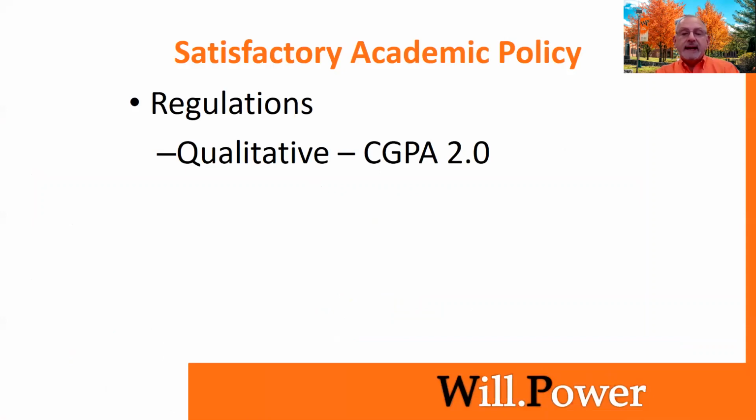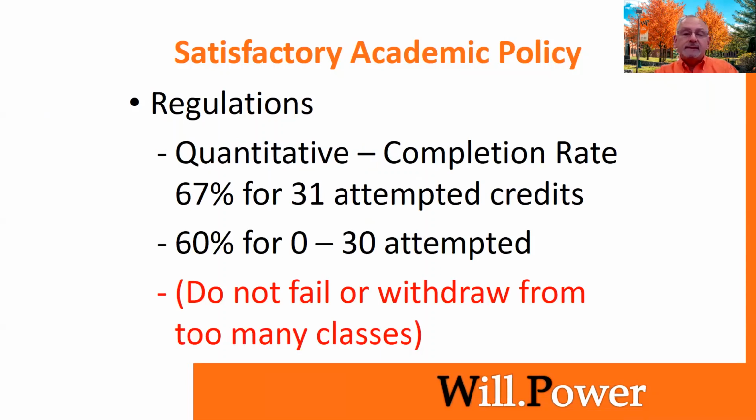So our policy has two main criteria. The qualitative is the cumulative GPA of a 2.0, and I think everyone knows that. In high school, we all really wanted our GPA to be as high as possible, but to meet the minimum standards for satisfactory academic progress, a 2.0 is required. But then there's also the quantitative, and that means the completion rate.